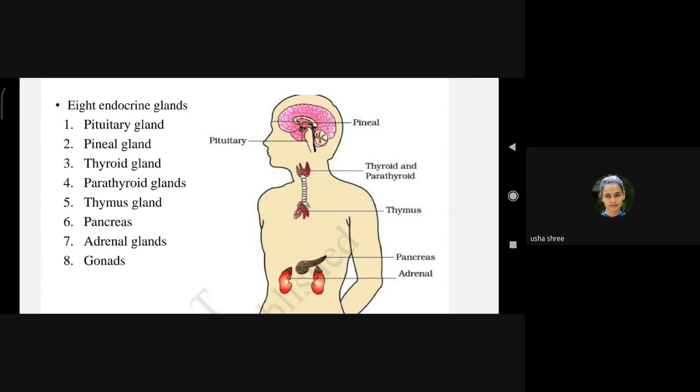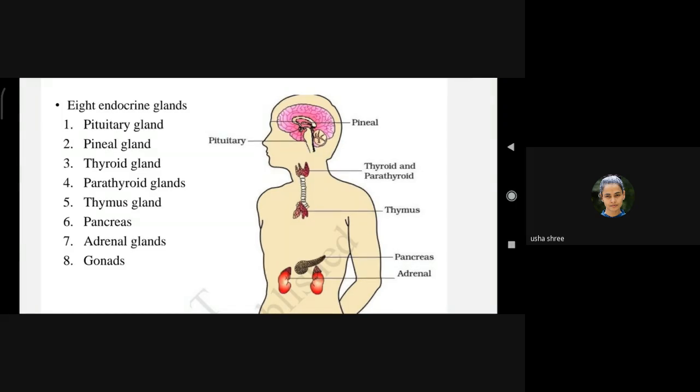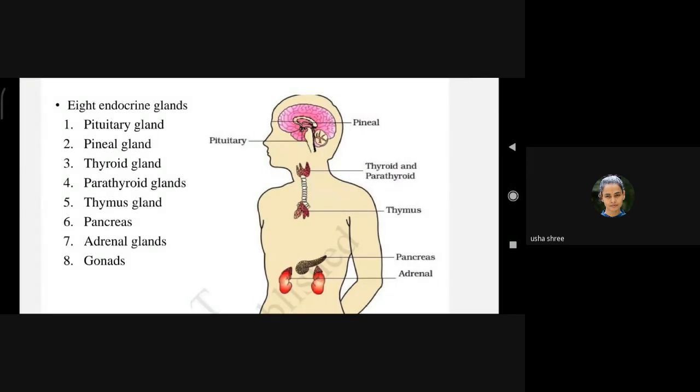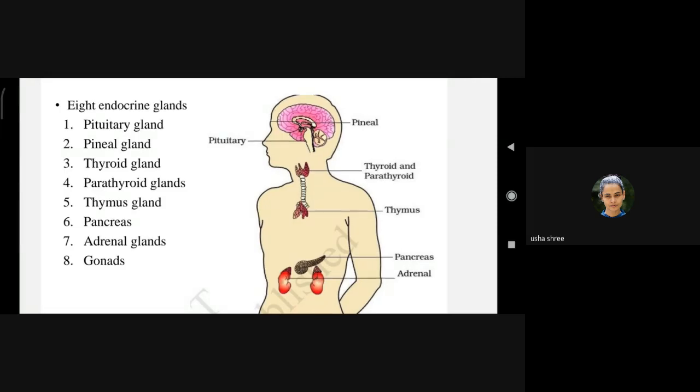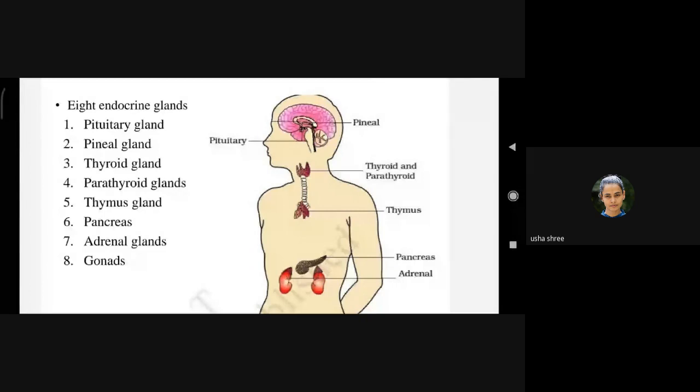Now, next is the thymus gland. Thymus gland is present in the chest. Then pancreas. We have all discussed the location of the pancreas in the digestive system. Then adrenal glands. Adrenal glands have also been discussed a bit in the excretory system.